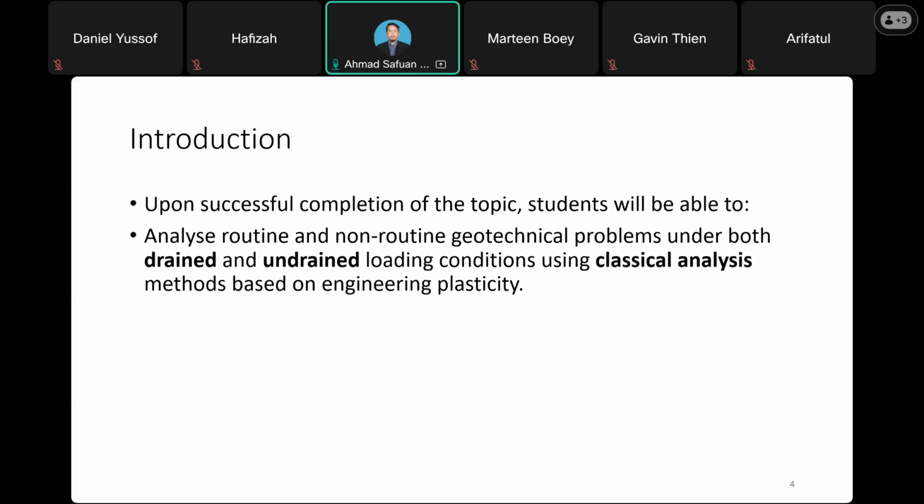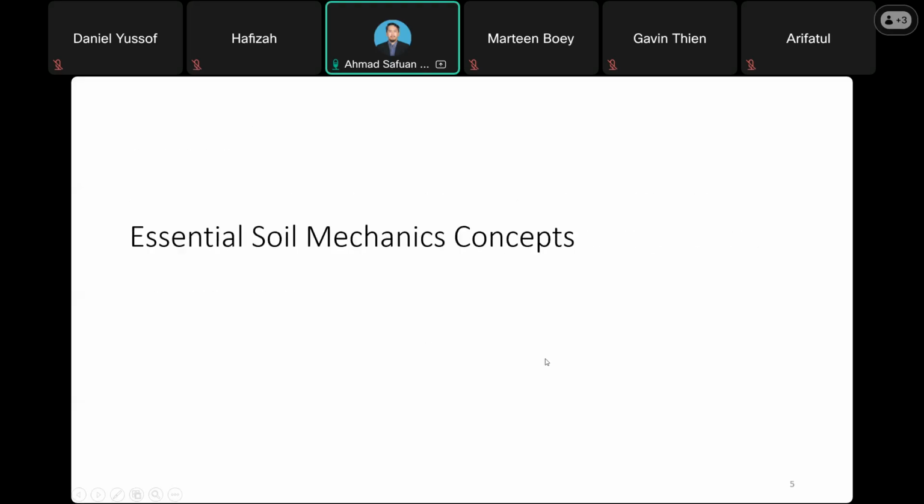Okay, using classical analysis. Plasticity is called a classical analysis because it is the pioneer for the other analysis methods later on. So we go for the essential soil mechanics concepts.